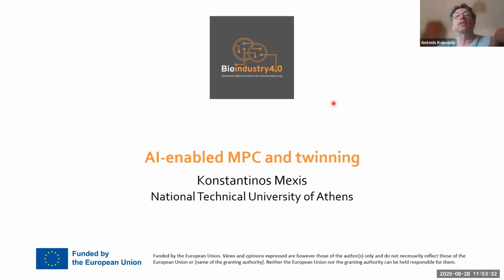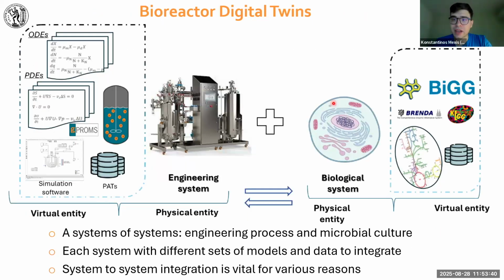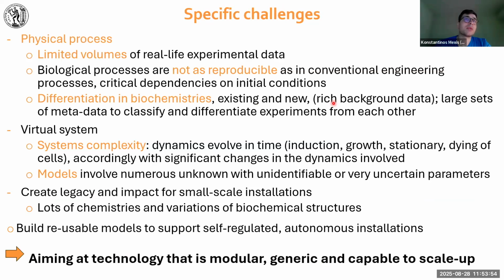Okay, I skip the presentation, the introductions, and some of the introductory material that Stefanos also mentioned. Some incentives for digital twins and AI are that they can offer significant potential to improve and optimize bioprocesses, while some of the challenges are the limited volumes of data that we usually have available, and also the fact that these kinds of processes are not easily reproducible as in other conventional engineering.